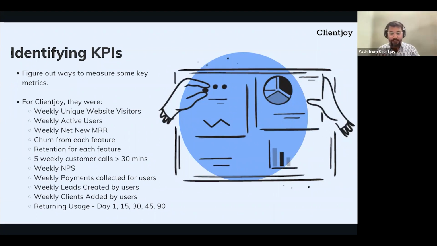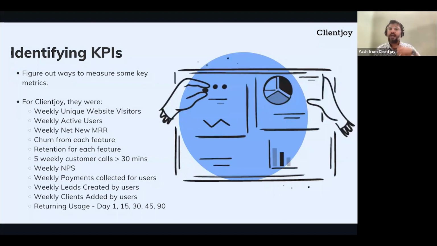So the simplest way to think about it is that when a particular KPI is not giving us any meaningful information, we move on, right? So I'll give you an example of a KPI that we were measuring, and then that information was not meaningful. As an example, when we were growing, we started measuring how much payments are being collected by our users from their clients, right?